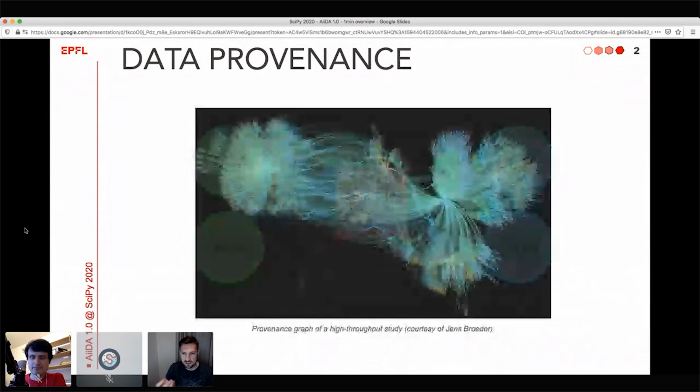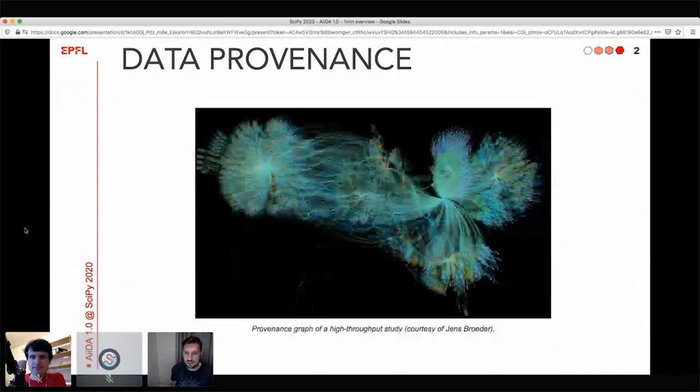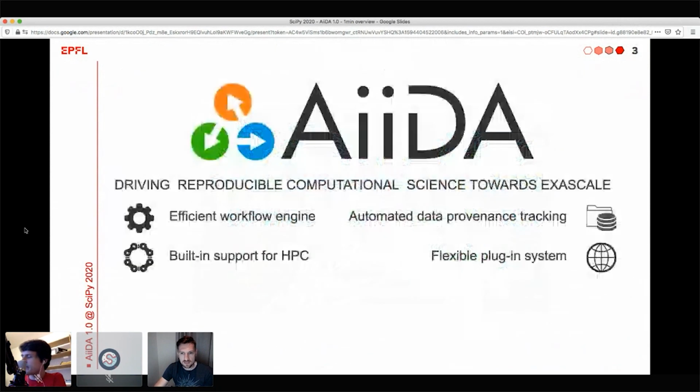So I pulled up this illustration from the talk. That is a real provenance graph, so the exact same concept, but we can see that once you enter a real study, this becomes very quickly intractable. So this is not just a pretty picture, but it's really an illustration of how necessary it is to think about this problem and to have some kind of systematic approach to solve it. And AIDA is designed to assist us with this.